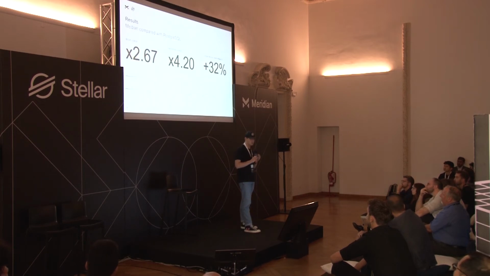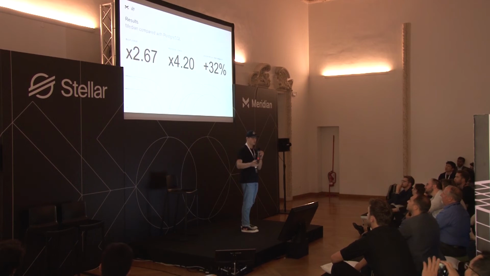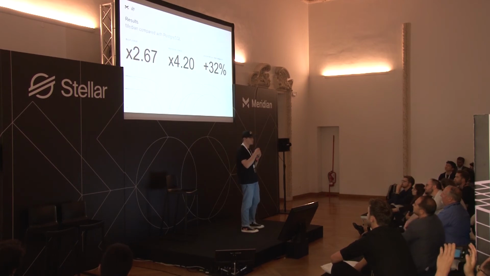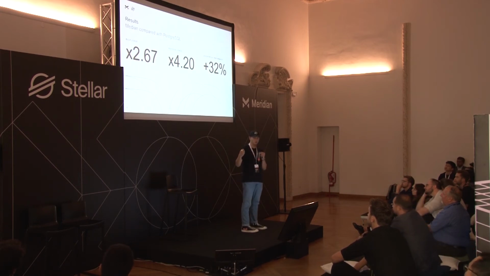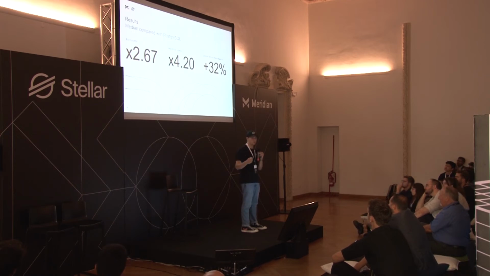So here are the results. So for bulk loads, this is when we have a large collection of ledger keys and we're loading them all at the same time. We have a 2.67 times increase in speed over the Postgres implementation that we have currently. For individual key loads, we have a 4.2 times increase. And when replaying the most recent 10,000 ledgers, starting from today, we have a 32% speed increase overall.